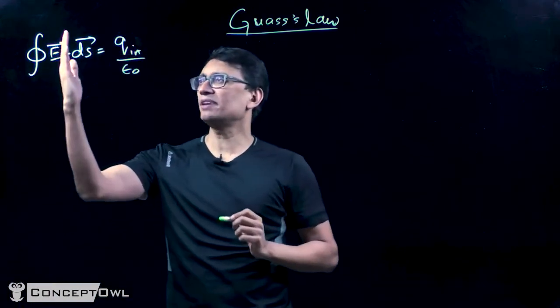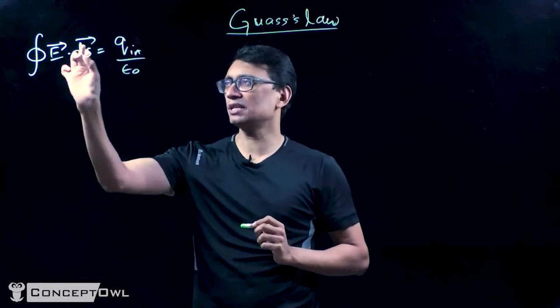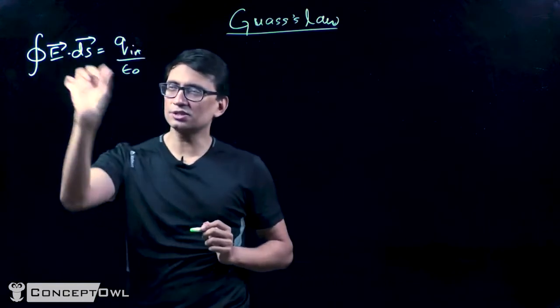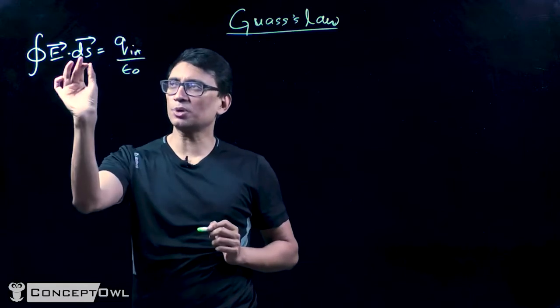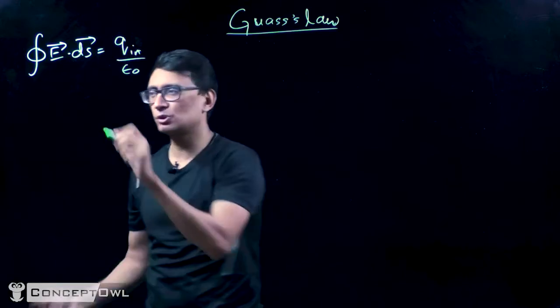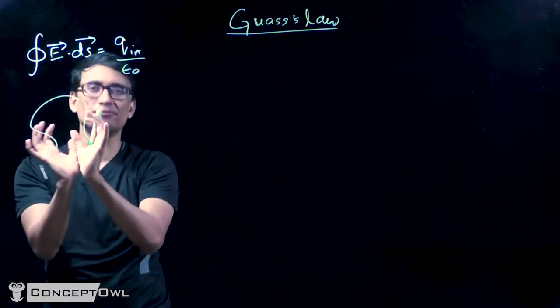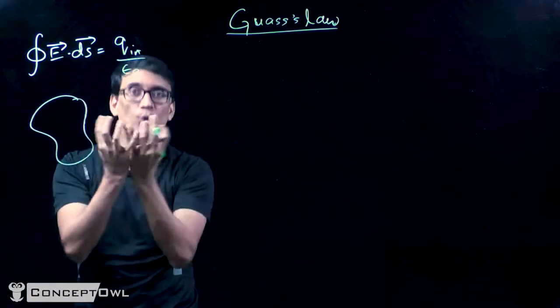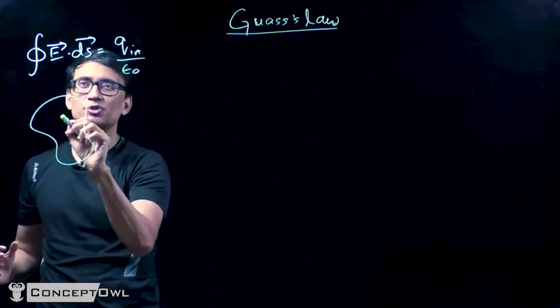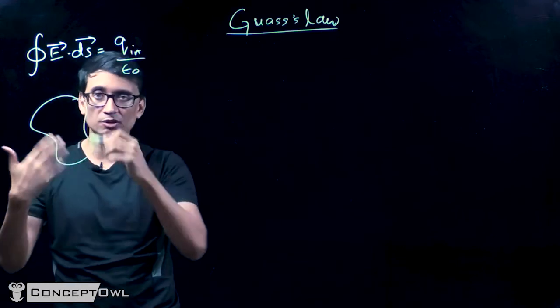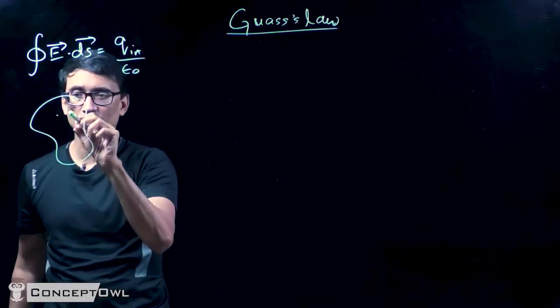Basically it means that if I take the dot product of E dot ds, where ds is just a small area element, and then sum it up over a whole surface. So let us say there is some surface like this. It could be any surface, it's a closed surface, that's a key thing. Inside that there is some charge, and it may not be one, there can be multiple charges. You can have one charge here, one charge here.